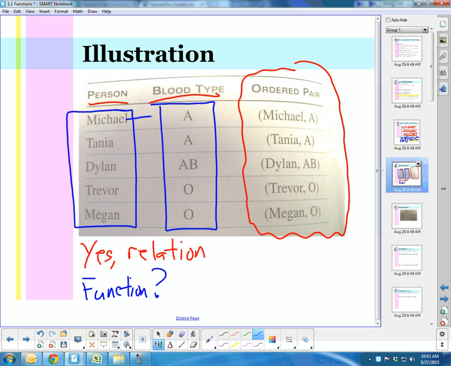Well, Michael pairs up to type A, Tanya pairs up to type A, Dylan pairs up to AB, Trevor matches up with O, and Megan matches up with O. And each person only has one blood type, and it would be unusual to have multiple blood types. I'm not even sure that's possible. So in this particular case, each item within the domain, the person, pairs up with exactly one blood type. So the answer, is this a function? Yes, this is a function.